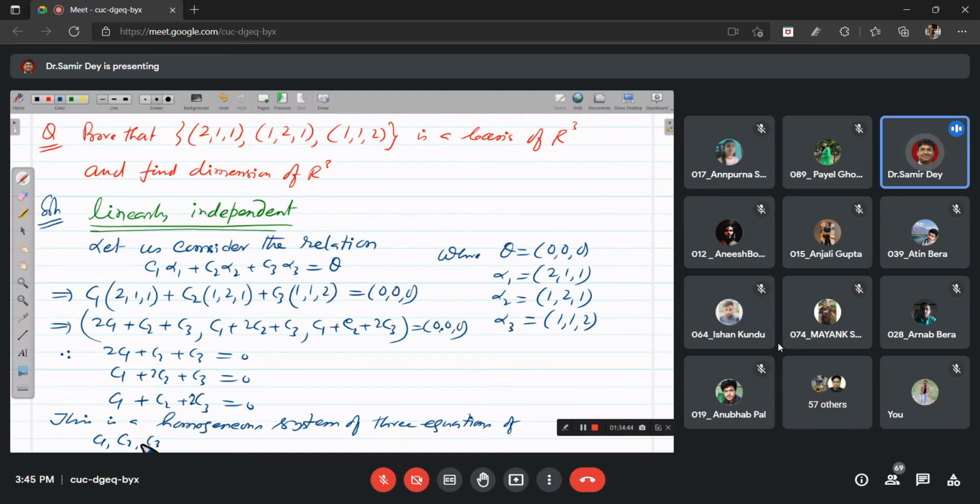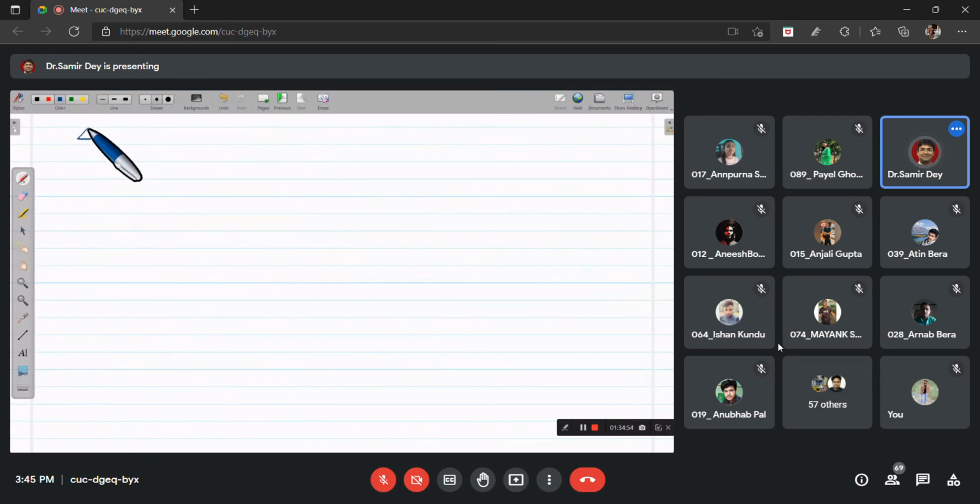Okay. Now you know Cramer's rule. Now anyone can tell me the constant part. Anyone can tell me the determinant part. What is del? 2 1 1, 1 2 1, 1 1 2. Okay. Anyone, can you tell me the del value?